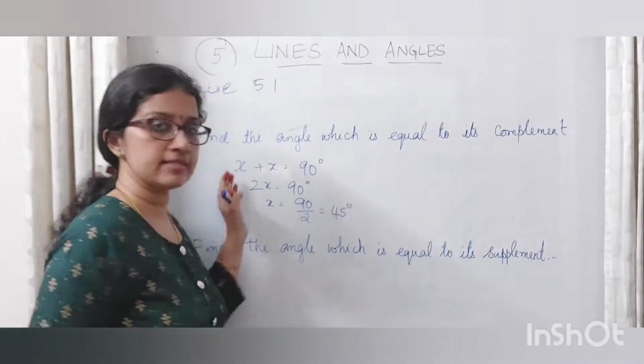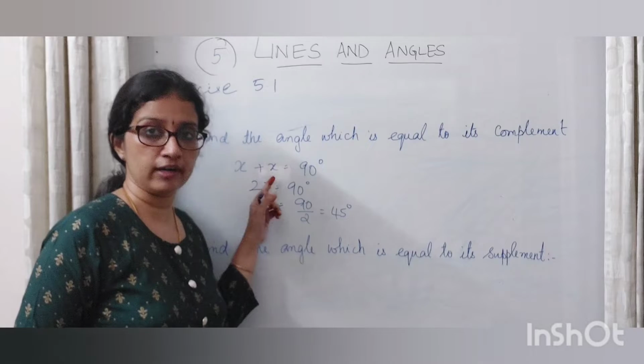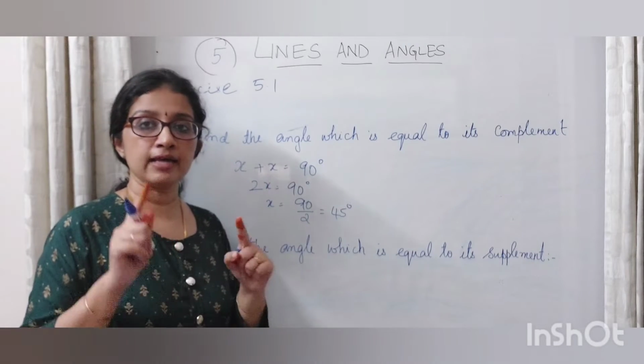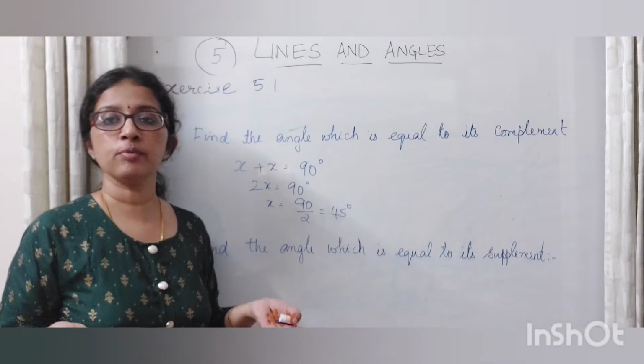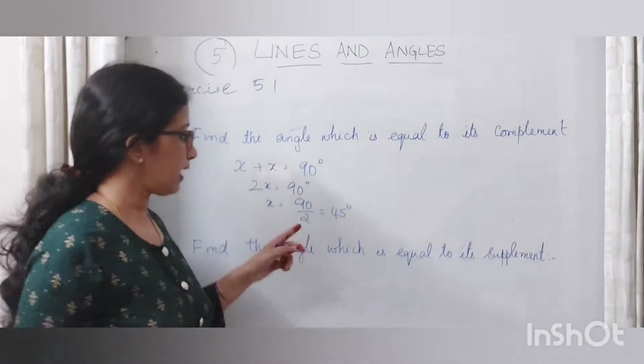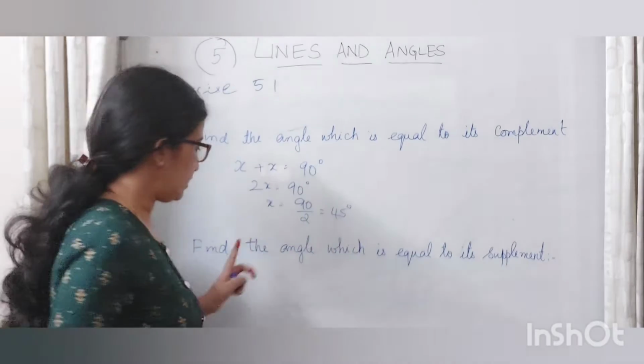Even without doing all these things, if we think a bit, we'll be able to know, right? So if you add two angles, the answer should be 90 degrees. And both the angles should be equal, means the angle should be 45 degrees only, right? So the answer is 45 degrees. Now what is the next question?